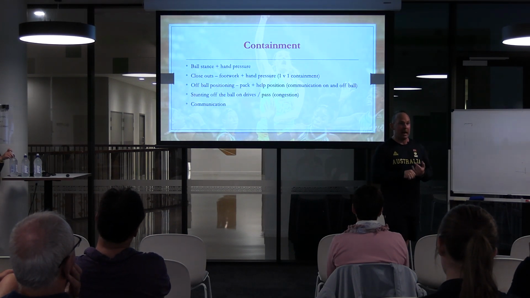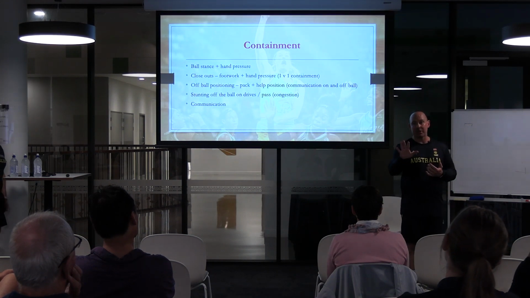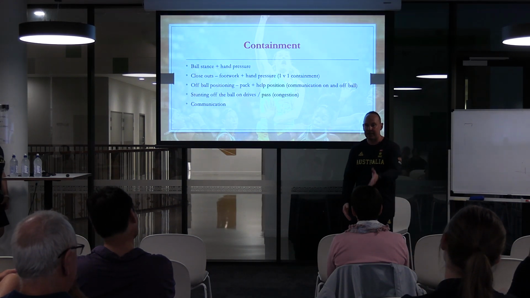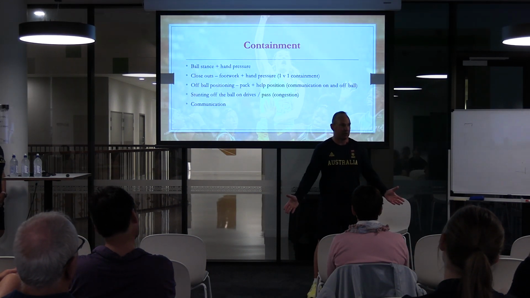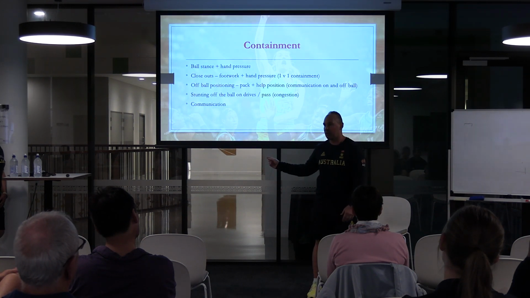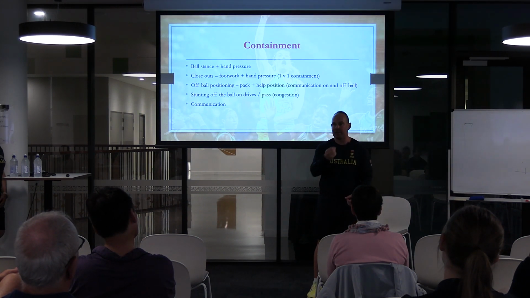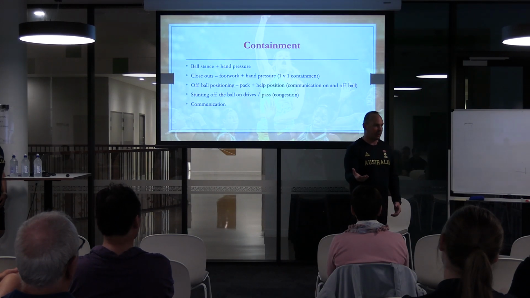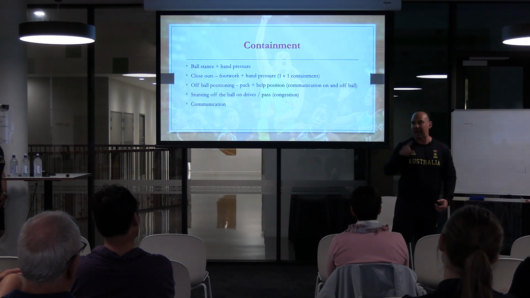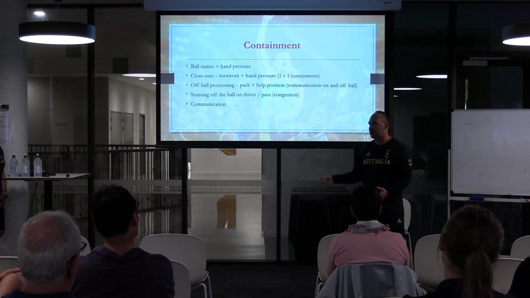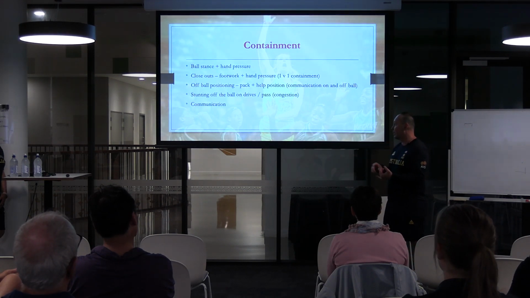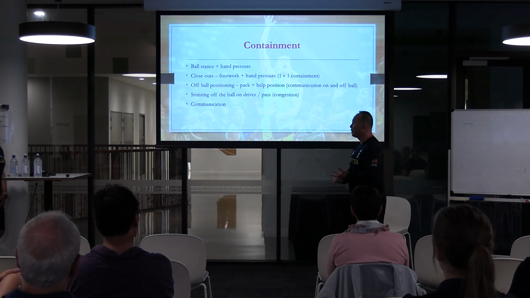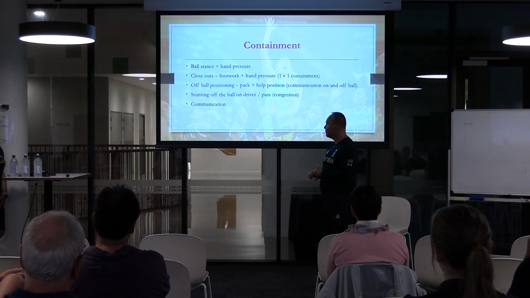Have that gap and have that hand pressure, because containment's not just about standing this far off and daring someone to shoot it, because then they can just whip the ball and pass the ball around. So containment is still being able to have decent hand pressure on the ball so they can't move it so quickly and get you in rotations or closeouts. So I think the number one thing is being able to have a great ball stance with good hand pressure.